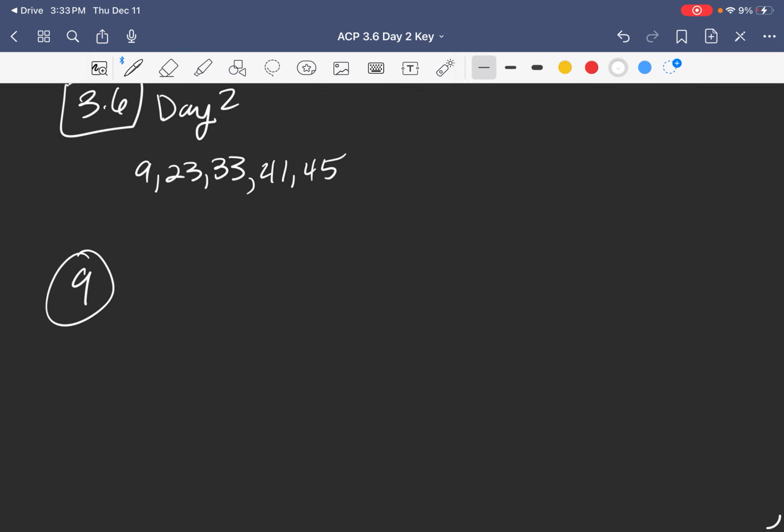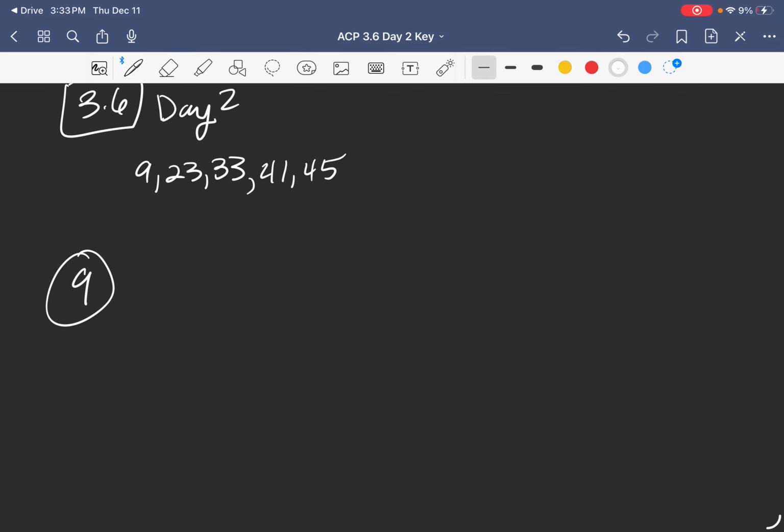All right, so let's look at 3.6, day 2. And when we're looking at day 2, the problems that we're doing are 9, 23, 33, 41, and 45. Eleanor's not with us today, so we'll be a little quieter.